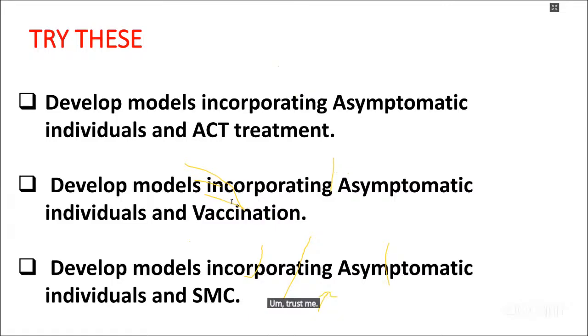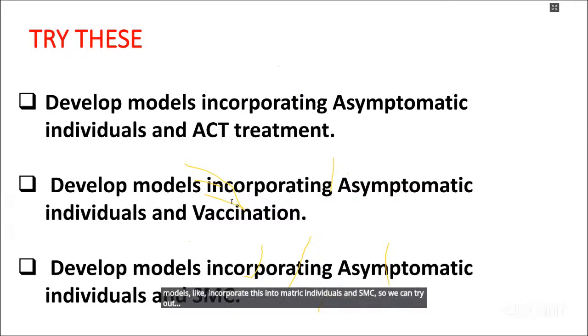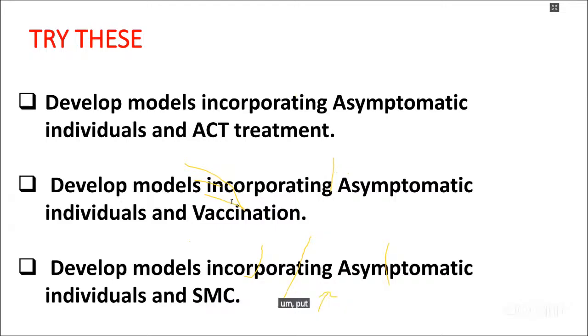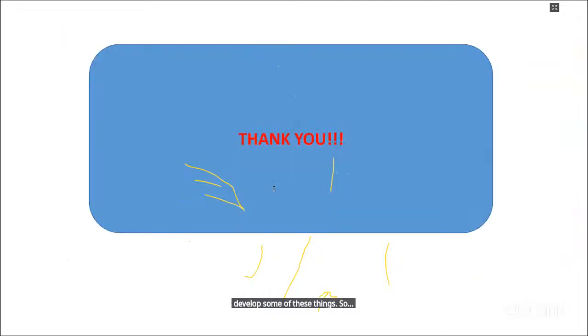Vaccine has been deployed in Nigeria, so we want to see the impact of vaccine on malaria. Then also develop models that incorporate asymptomatic individuals and SMC. So we can try out and put our hands on how to develop some of these things. So at this juncture, I want to take a bow. Thank you very much.